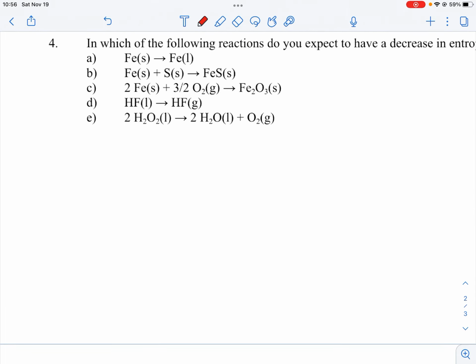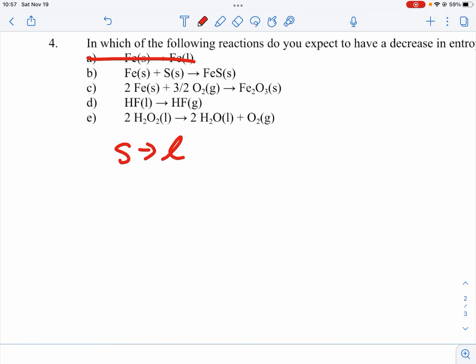Number 4. In which of the following reactions do you expect to have a decrease in entropy? So this just goes back to what we talked about in the first problem. A decrease in entropy is more order. So option A, we're going from a solid to a liquid. A solid has more order than a liquid because the molecules are held tighter. So we know that that cannot be it, because you have to go towards the solid if you want more order. Just remember that a decrease in entropy is more order.